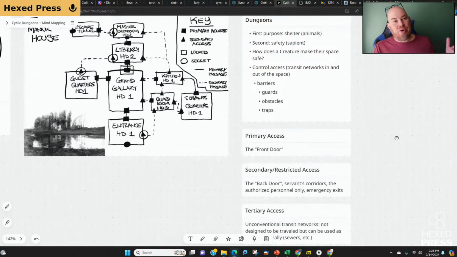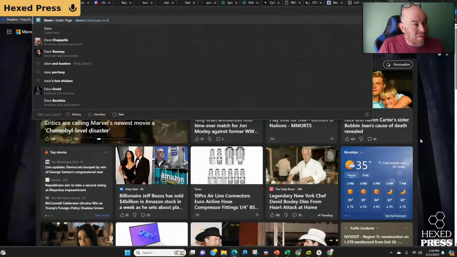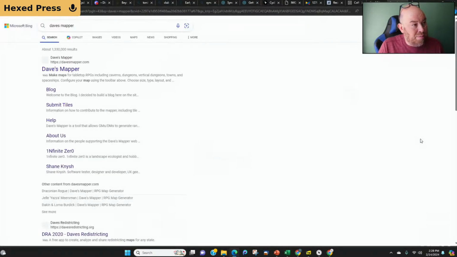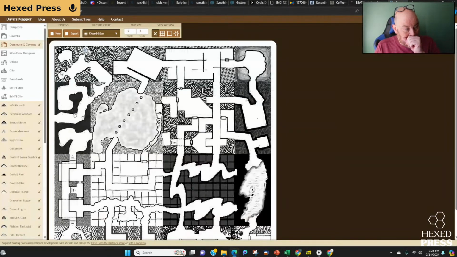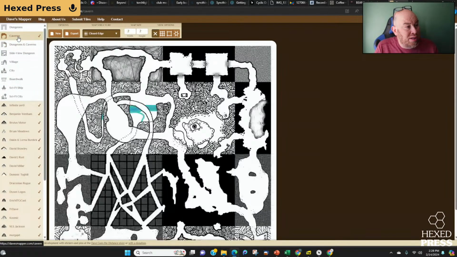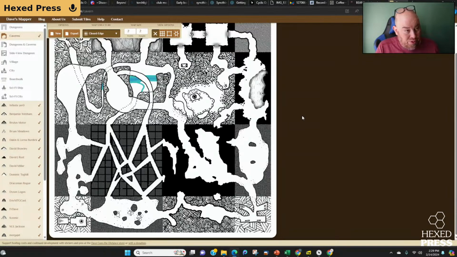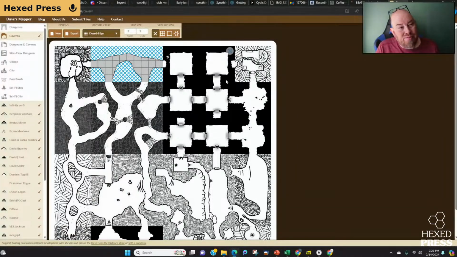If you were to generate, let's go to Dave's Mapper. Yeah, we go to Dave's Mapper, and we've got something like this. We can say, okay, build us some caverns. I'm not going to do any edits to it. So this one's kind of wackadoo. All right, maybe this is better. Kind of. This doesn't feel very caverny to me, but okay.